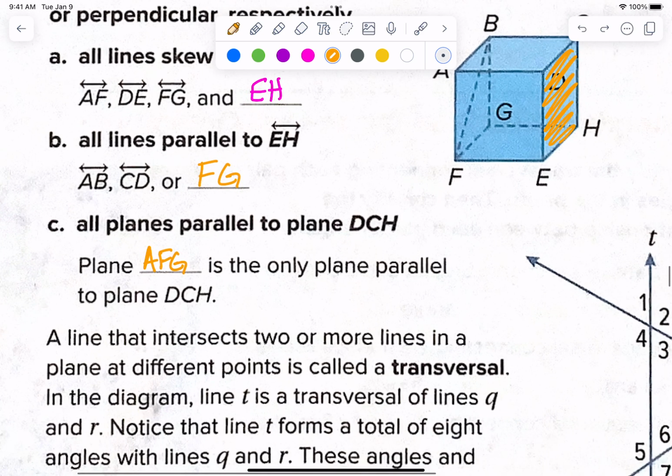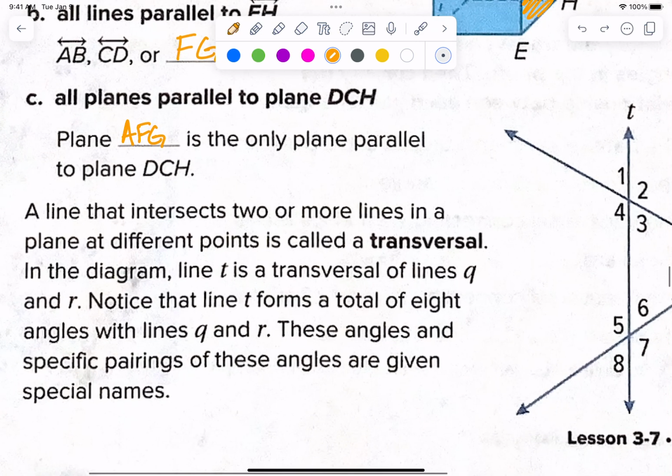All right? What is it? AFE? No, what is it? AFB. There you go. AFB. All right.